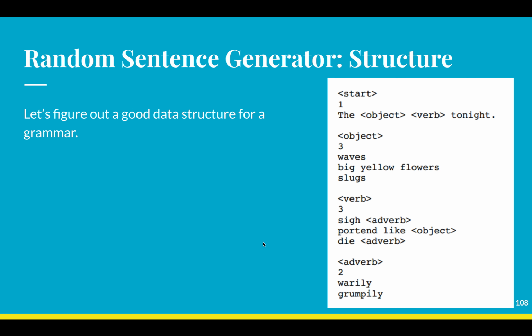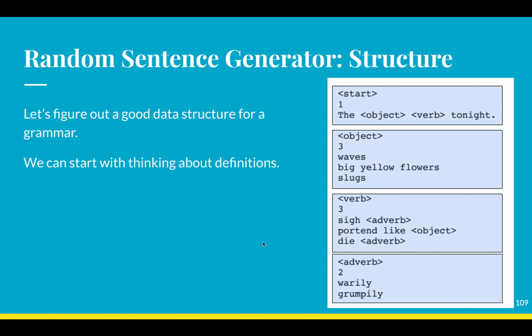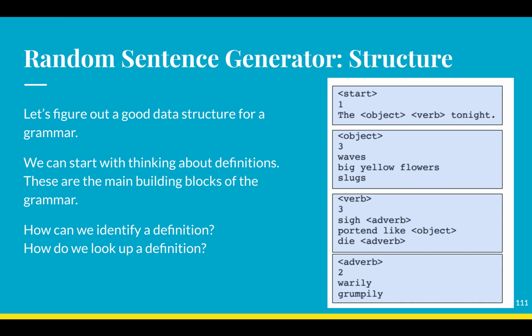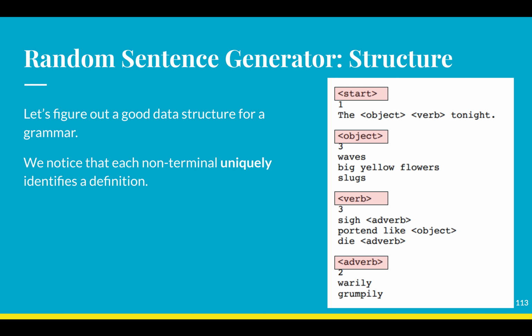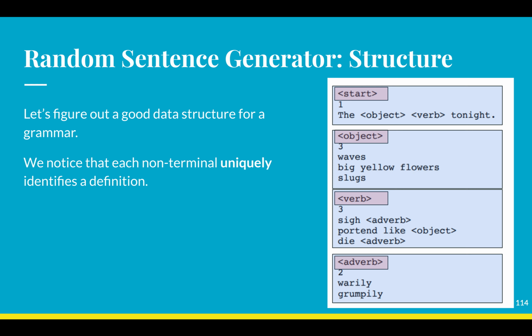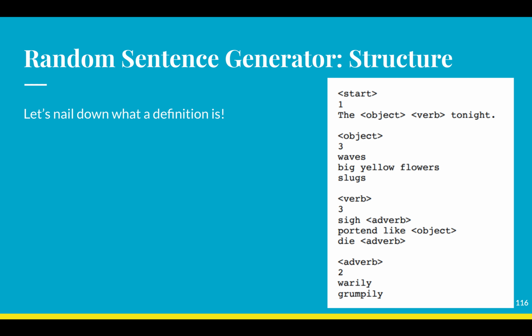Let's figure out some data structures that we can use for a grammar. We can start by thinking about these definitions. These are the main building blocks of our grammar. We need to think about how we can identify a definition and how we can look up a definition. With this non-terminal, that's how we identify the definition. Each non-terminal uniquely defines a definition, and this is kind of a key-value situation.